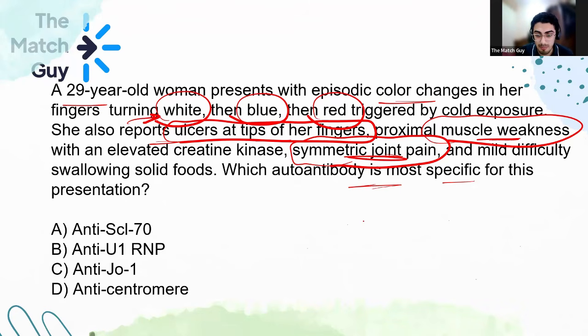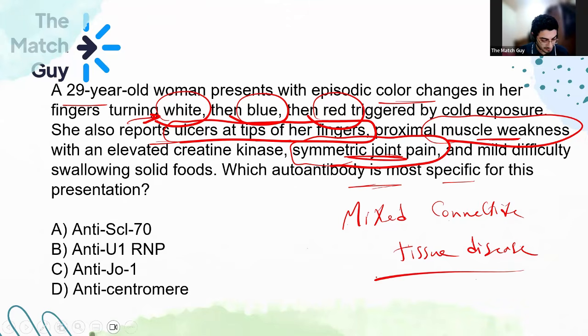This disease is called mixed connective tissue disease. Okay, mixed connective tissue disease. This is literally how you diagnose it in a question. You will read a line and you will say this is rheumatoid arthritis. The second line would be scleroderma. The third would be polymyositis or dermatomyositis.